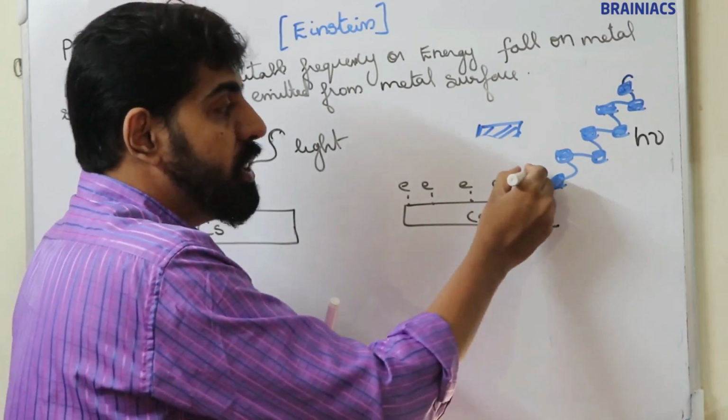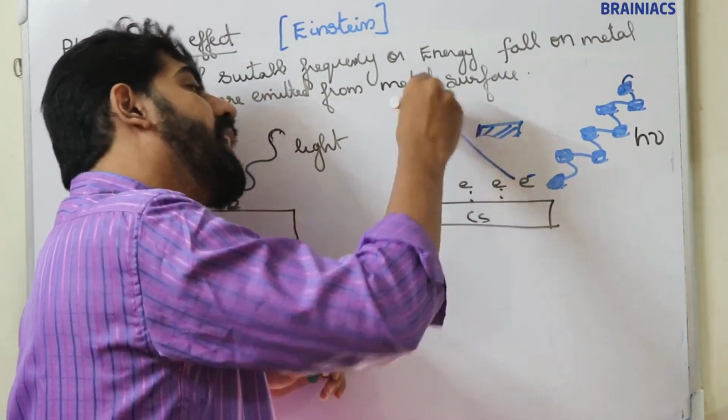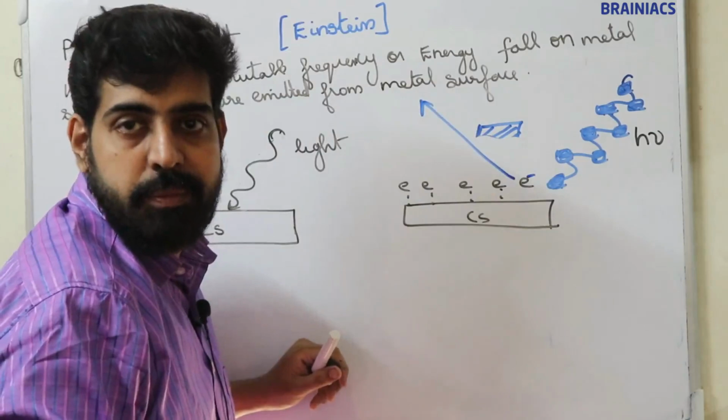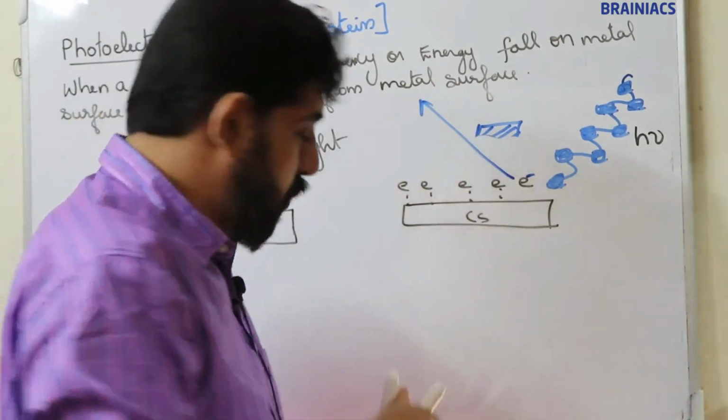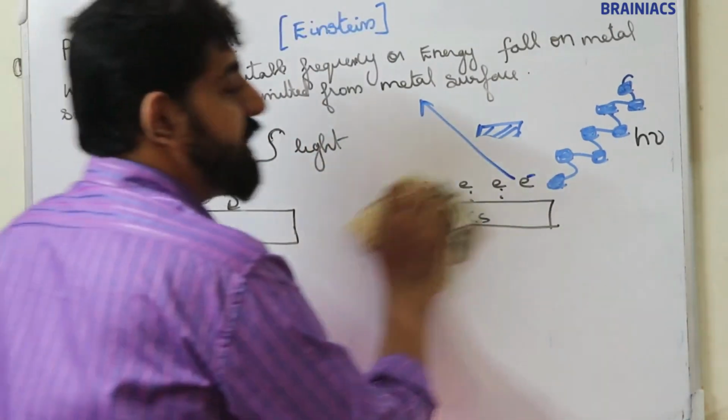So what happened? Now this electron got energy. It will move from the surface. Okay, I think it's clear. I'll explain once more. Consider cesium metal.